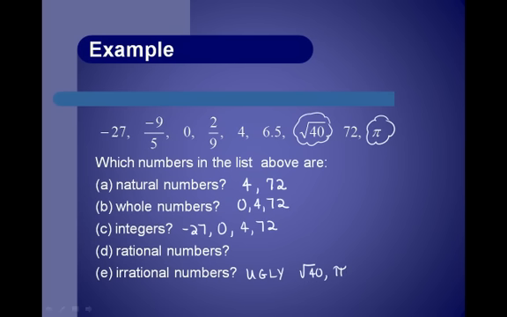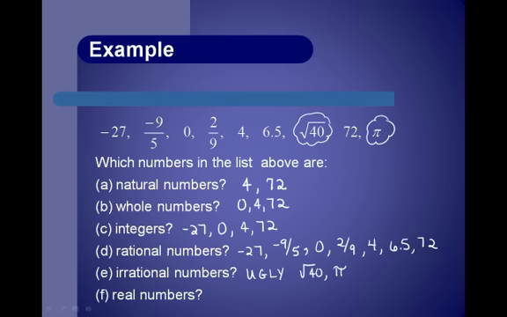So that means all of the other numbers that are real numbers are also rational. So negative 27, negative 9 over 5, that's a fraction of integers. 0, 2/9, again, that's a nice fraction. 4, 6.5, and 72. Then, last question is, which of these are real numbers? Well, because we do not have any that have a denominator of 0 or the square root of a negative, then we can say that all numbers in this list are real numbers.